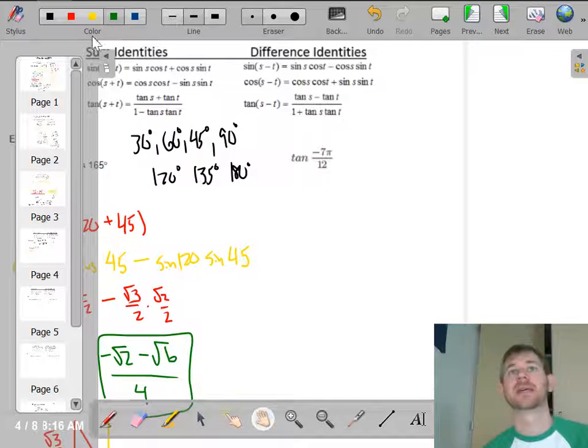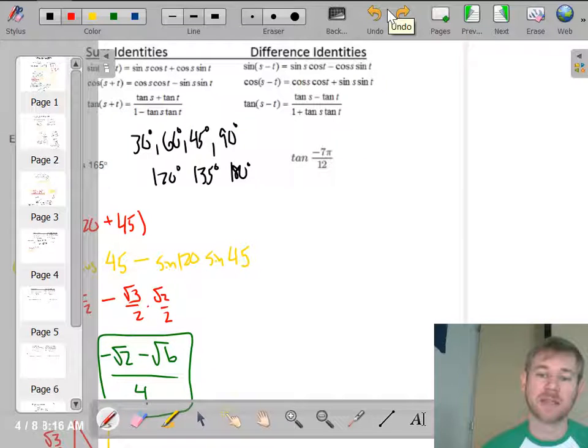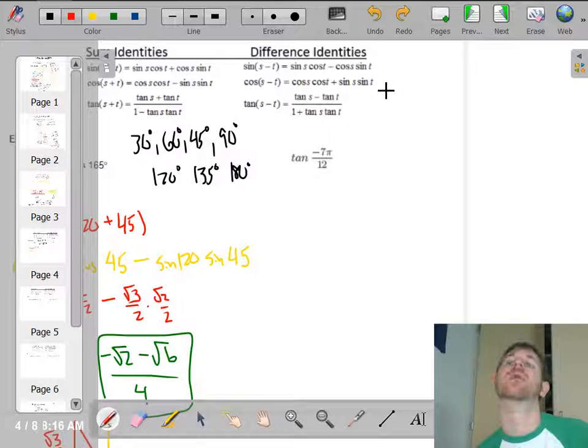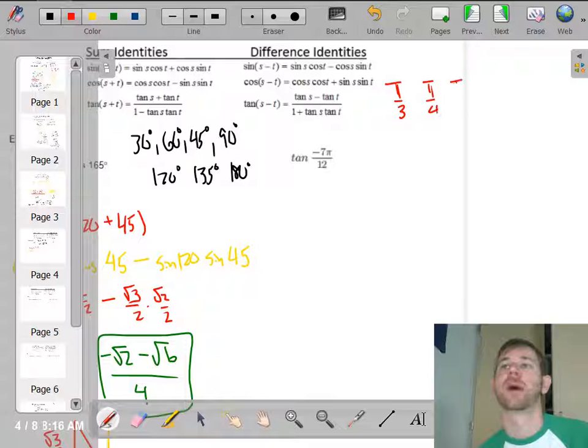Let's see. How can we get negative 7 pi over 12? Now, these are radians, and it's tangent. When you're dealing with tangent, you don't want to mess with 30 degrees. Just don't do it. It makes it harder. There's no reason to. So let's think about what angles I can use: pi over 3, pi over 4, and maybe pi over 2.